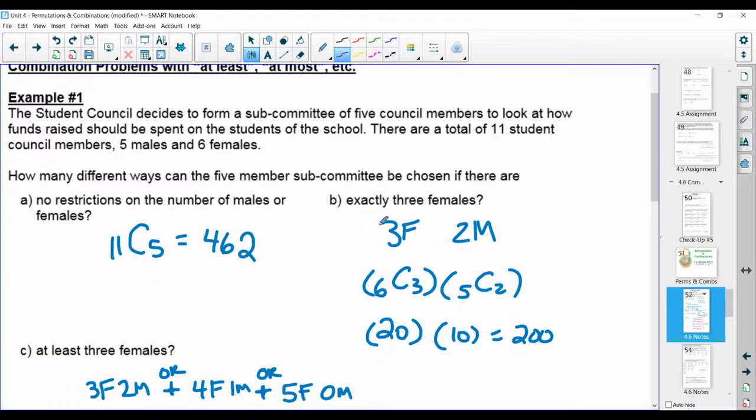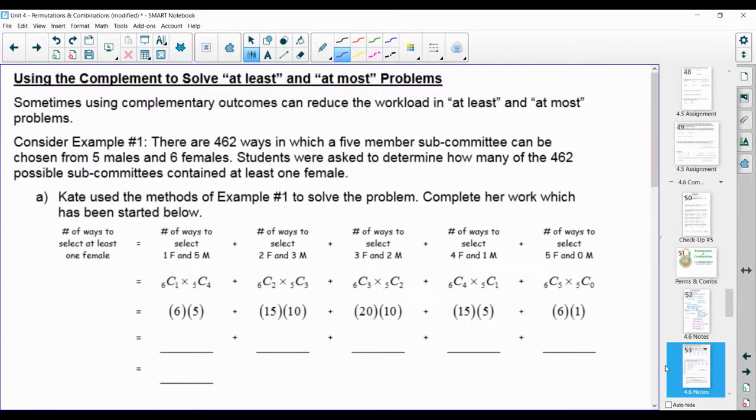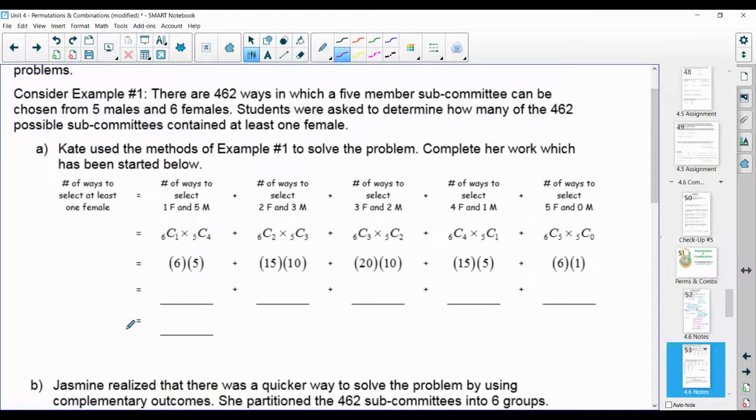We had looked at exactly 3 females. Well, what if we want to figure out all the ways there can be exactly 1 female? Well, that means 1 female and 5 males, 2 females and 3 males, and so on. And so all of the work is written out here. And we can do all of the calculations. So 6 times 5 is 30, 15 times 10, we got 150, and 275, and 6. Well, if we add all of that up, there's 461 ways that we can have at least 1 female. But again, just like that last question, that's a lot of calculator work.